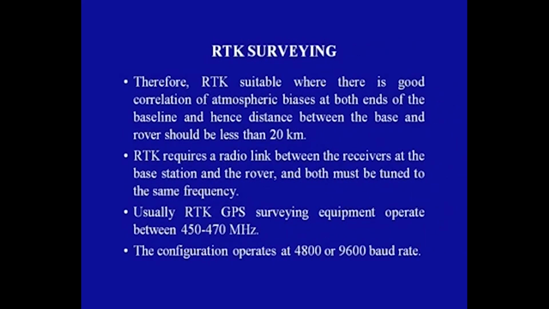Therefore, RTK is suitable where there is good correlation of atmospheric biases at both ends of the baseline, and hence the distance between the base and the rover should not be more than 20 kilometers. RTK requires a radio link between the receivers at the base station and the rover, and both must be tuned to the same frequency. Usually, RTK GPS surveying equipment operates between 450 to 470 megahertz. The configuration operates at 4800 or 9600 baud rate.